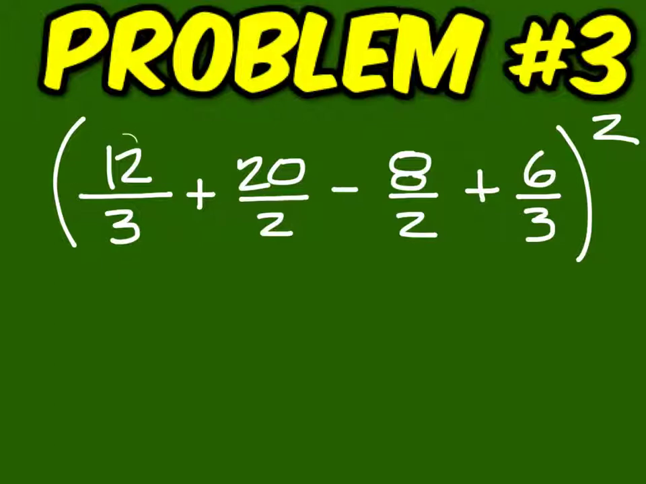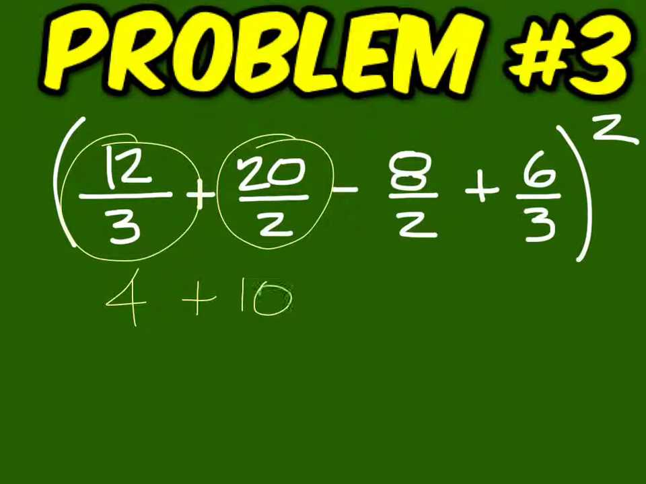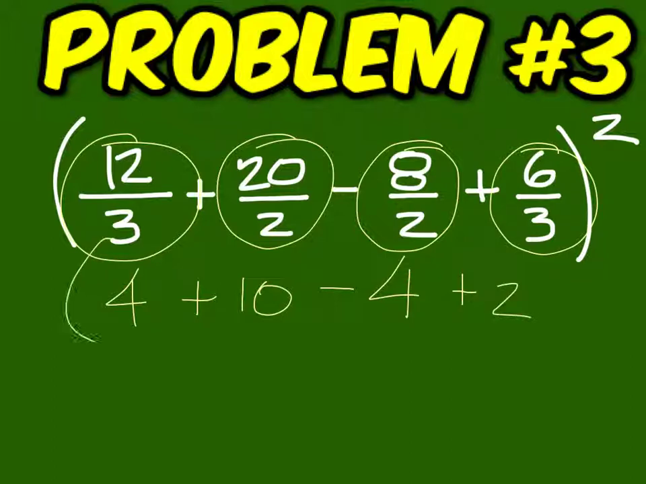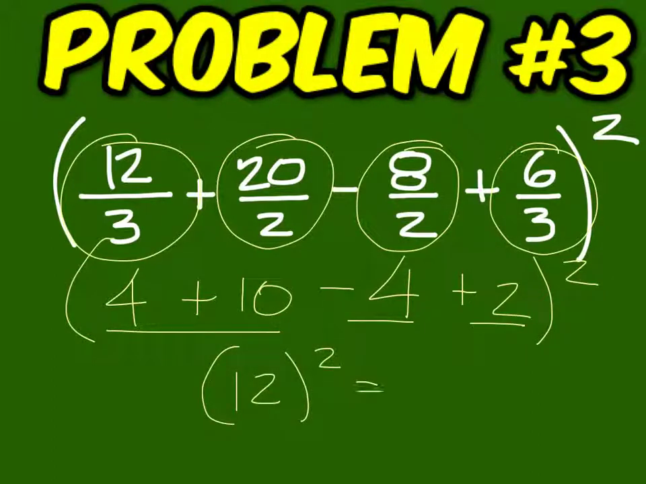You have to do 12 divided by 3, which is 4, 20 divided by 2 is 10, 8 divided by 2 is 4, and 6 divided by 3 is 2. Add or subtract those up, and it will be 14 minus 4 is 10, plus 2 is 12. Square the 12 to get 144.